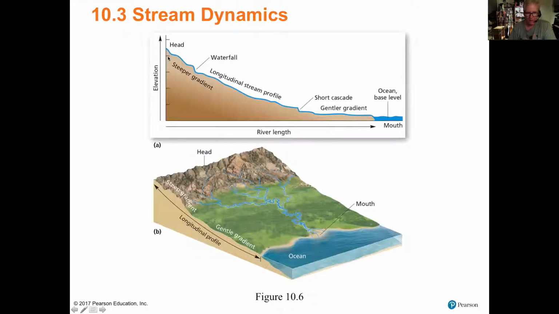So the steeper the gradient, the faster the velocity, and therefore the more erosional force there is. Then as we get down, it starts to level off, the erosional capabilities get less, and then it'll empty out into the ocean. So over thousands and thousands of years, this will erode down and become a very, very gentle gradient. And that's kind of what the Nile River is today. It starts up here in the headwaters, flows down here where it gets much more gentle, then empties out into the ocean.